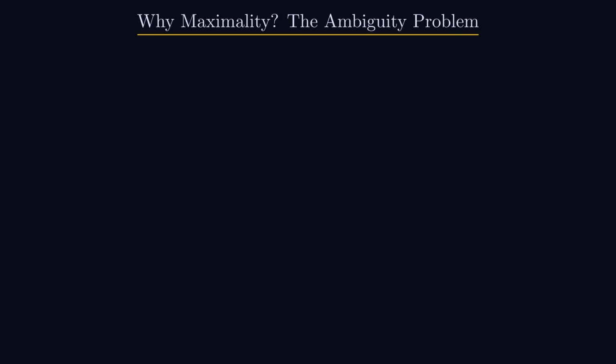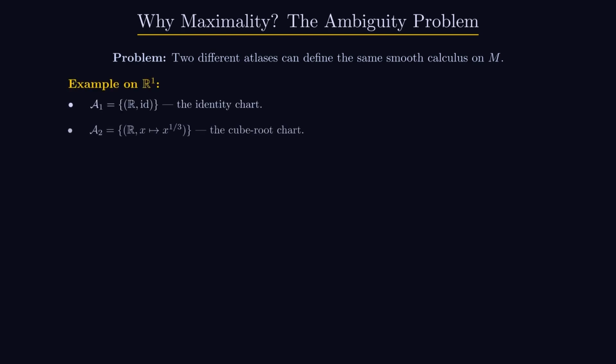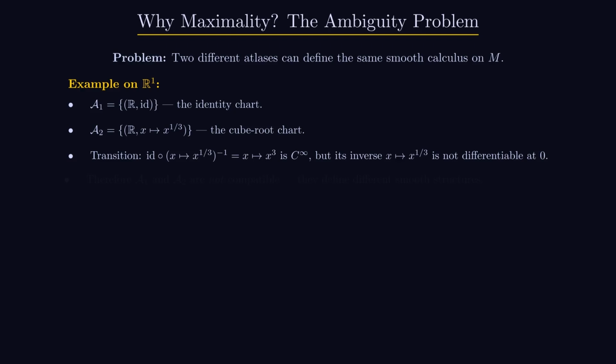Here is the ambiguity problem. Two different atlases can define exactly the same smooth calculus on M. Consider R1. Atlas 1 uses the identity chart. Atlas 2 uses the cube root map. The transition from Atlas 2 to Atlas 1 is x cubed, which is C infinity. But its inverse, x to the 1/3, is not differentiable at 0. Therefore, these two atlases are not compatible. They define genuinely different smooth structures on R.